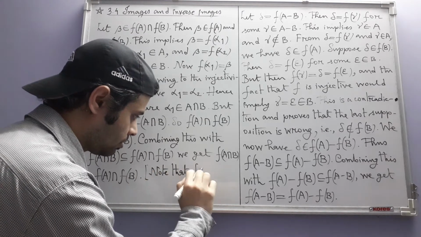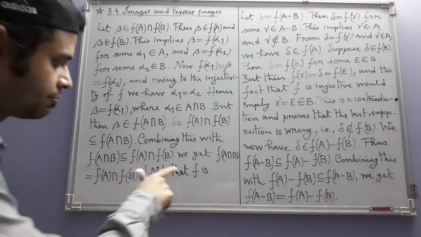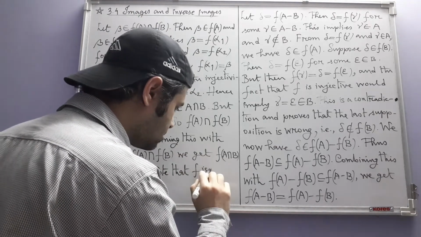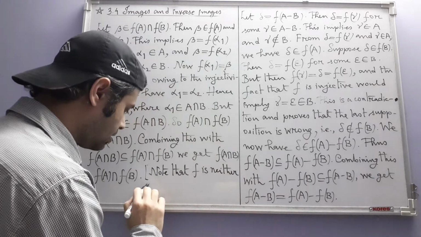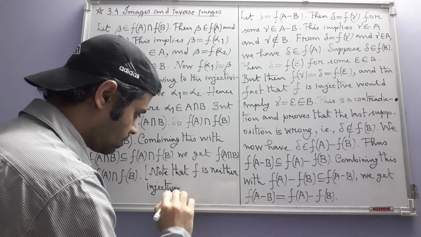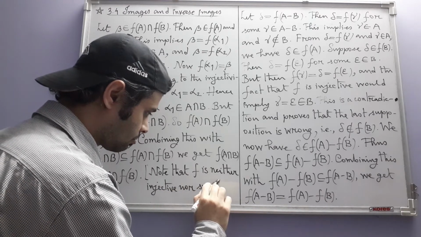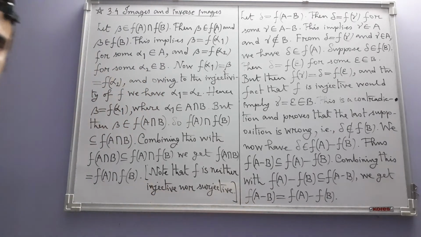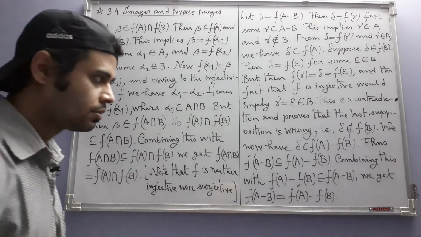Note that f is that square function, if you remember, f(x) equals x squared. That particular function is neither injective nor surjective. And then you end the solution. So this extra line you write there.